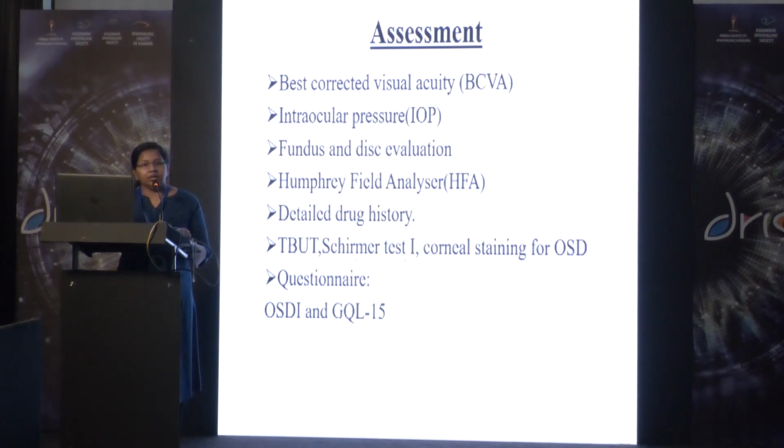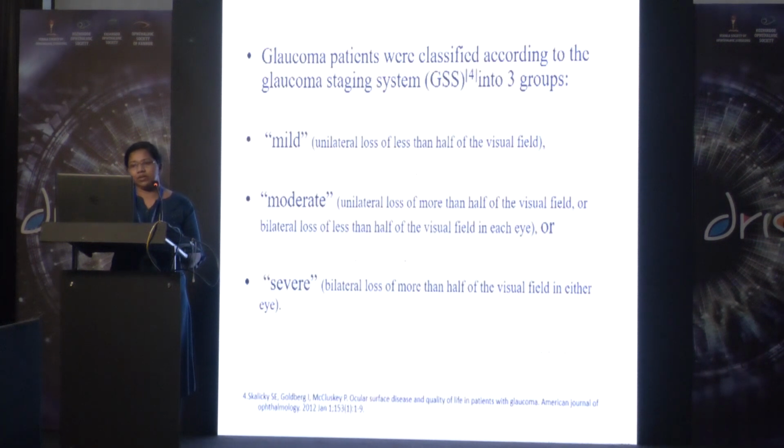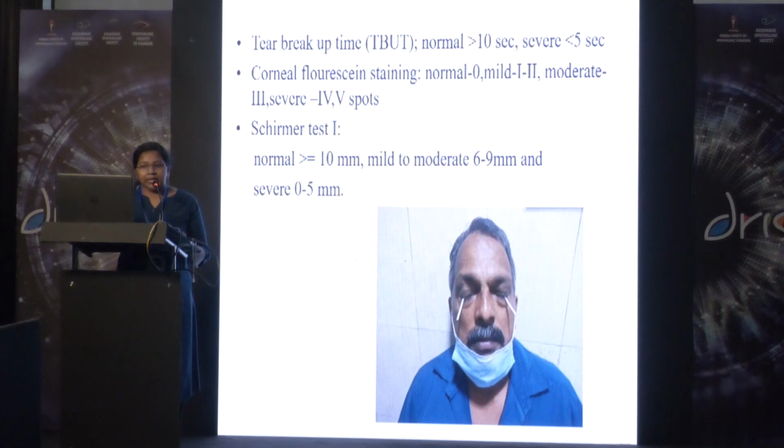Detailed drug history, considering the number of drugs, the type of the drug, the duration of use, and the number of drops per day was noted. Ocular surface disease was evaluated using TBUT, Schirmer test 1, corneal staining, and the questionnaires used were OSDI and GQL15. Glaucoma patients were classified according to the glaucoma staging system into 3 groups based on the loss of visual field as mild, moderate, and severe. The tear breakup time was normal if it was more than or equal to 10 seconds and severe if it was less than 5 seconds.